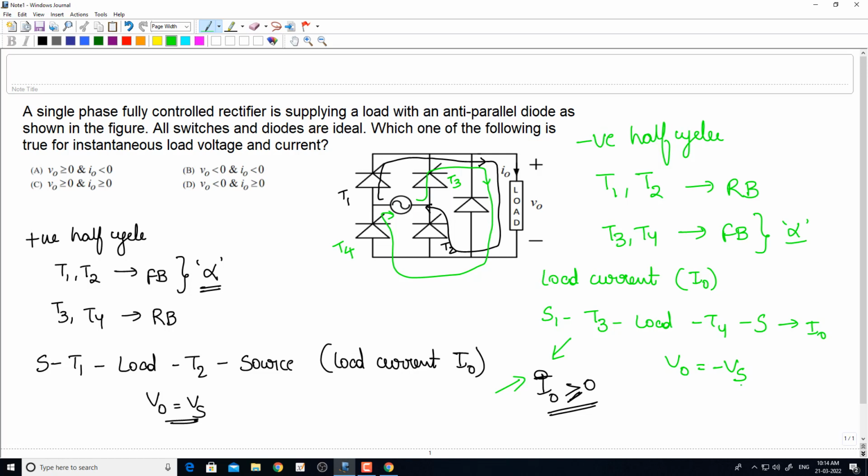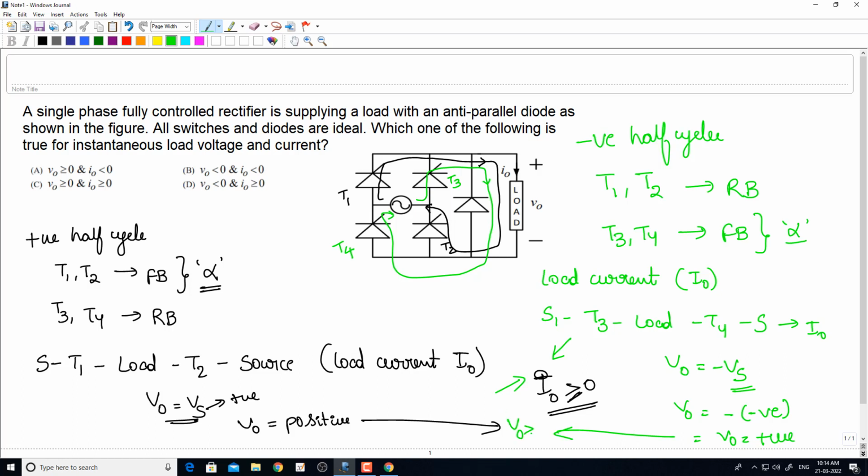But in the negative half cycle, Vs is already negative, right? So V0 is equal to minus of minus, negative. So V0 is positive. Here anyway Vs is positive in the positive half cycle. So V0 is positive. So from these two explanations, in the positive half cycle and in the negative half cycle, V0 is always greater than or equal to 0.